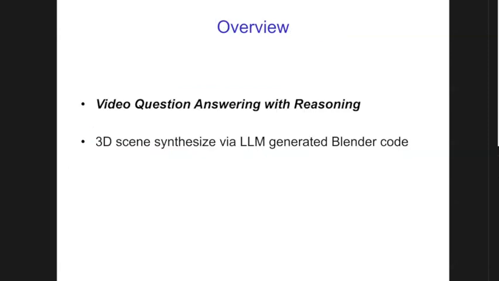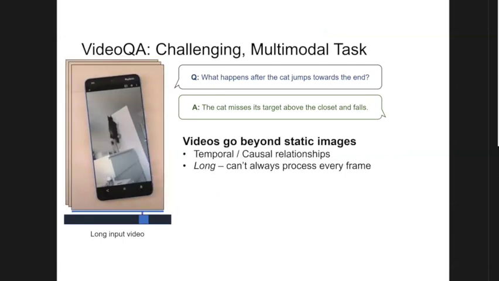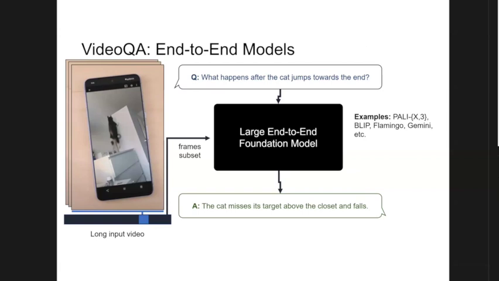The two presentations today: first, we'll talk about video question answering with reasoning. If we want to understand the video, for example, the cat misses the target above the closet and fails, we need to detect what is going on when the cat fails and what is happening next. Videos go beyond static images. They capture temporal causal relationships, and they are long, so you can't process every frame. Here the clip is quite short, but now we have hours of video, and at some point they cannot be processed in one go by a black box LLM method.